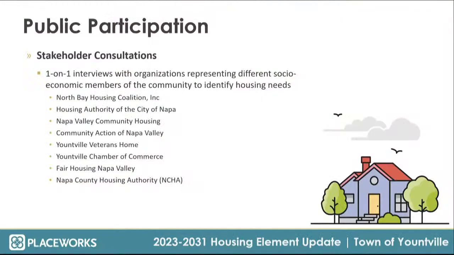And we had a community workshop. So first off, we did stakeholder consultations, because we started a lot of these housing elements earlier into the pandemic, when people were not doing outreach meetings and certainly not in-person outreach meetings. We started contacting service providers, and you can see the list here.